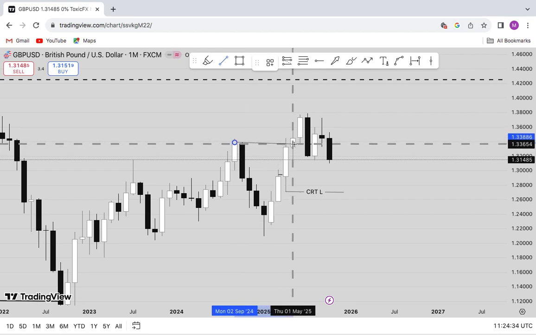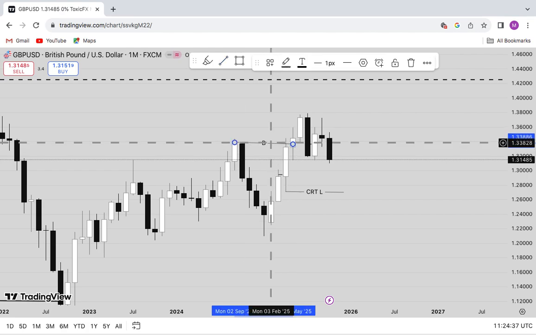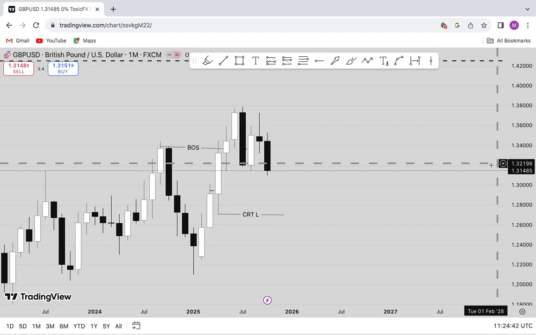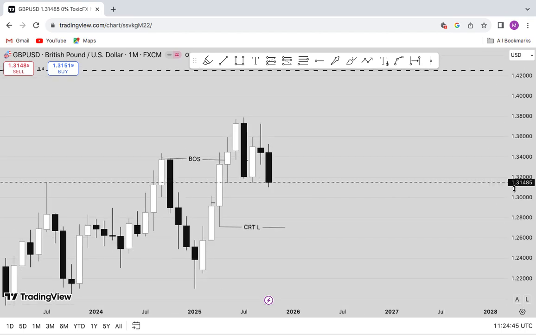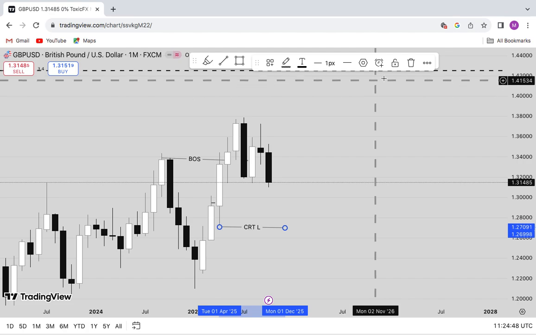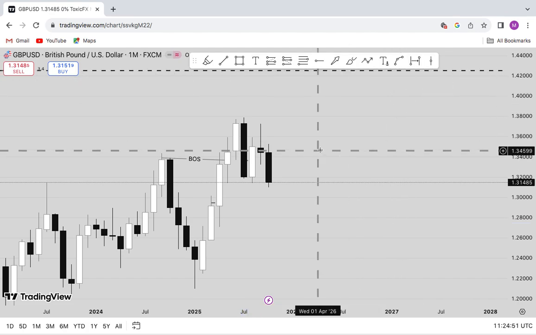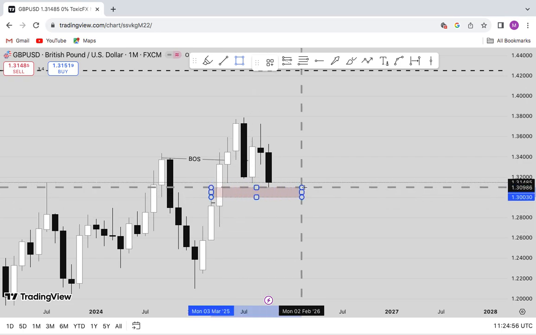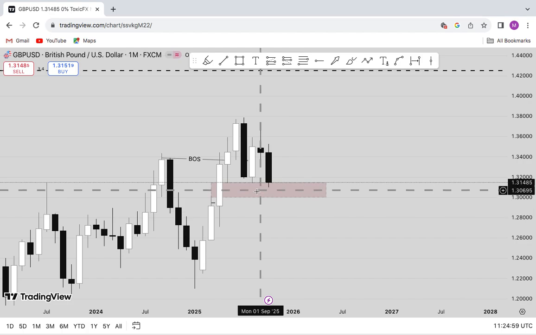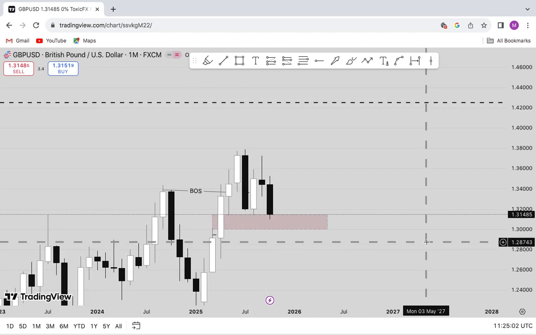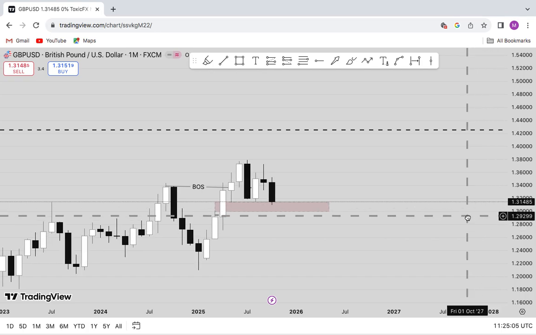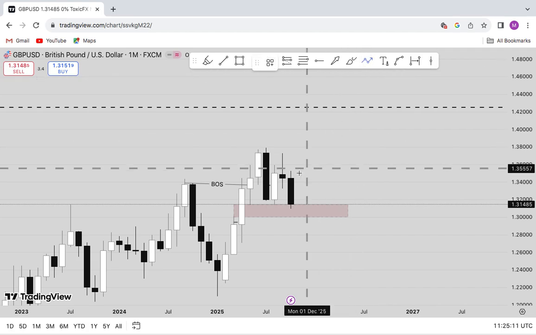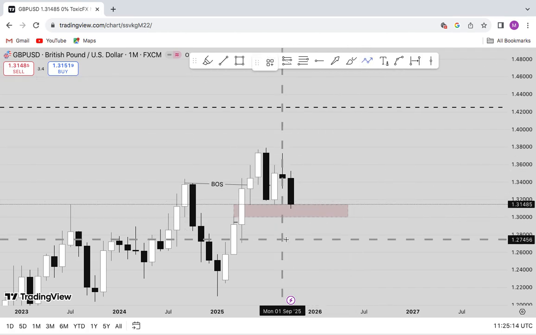Price broke structure, we have a BOS around this area here, and now we need to look for PD arrays on the monthly time frame. So what are the PD arrays I would like to mark on my monthly time frame? The first PD array I would like to mark is this fair value gap we have down here. I'm going to be looking at price reaction from it.